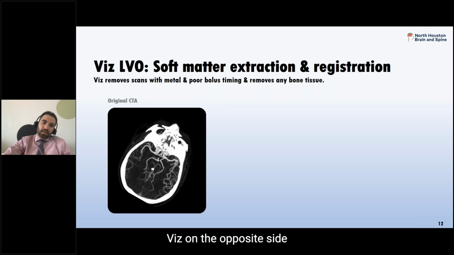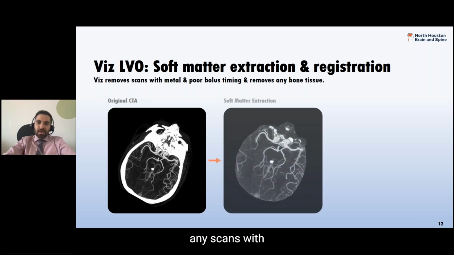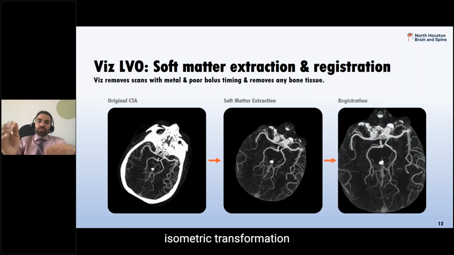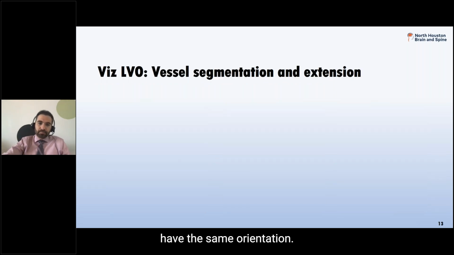Viz, on the opposite side, will receive the original CTA. Then it will remove any scans with metal or poor bolus timing. It will remove the bone tissue, and it will perform the soft matter extraction, as you can see here. Then it will perform a geometric transformation to make sure that all the images have the same orientation.